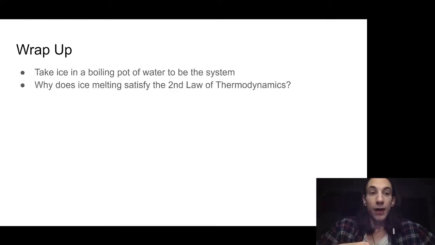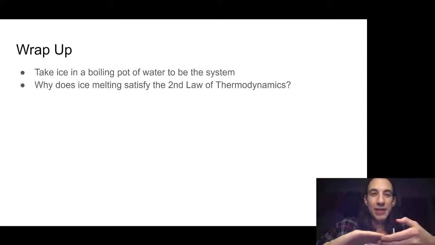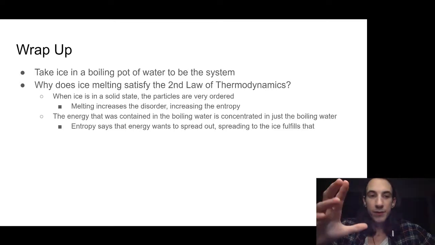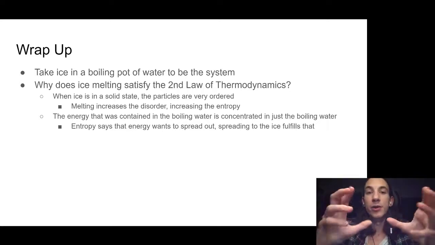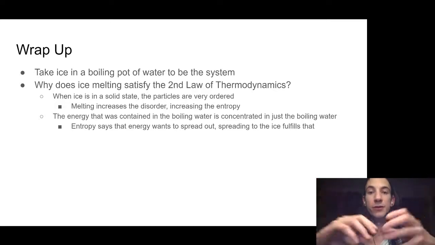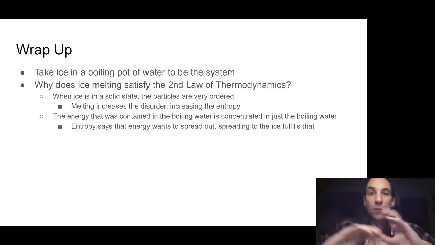So kind of wrapping up, we had these four things that we were going to link up in the beginning. So if we had ice and we put it in a boiling pot of water, how does ice melting satisfy the second law of thermodynamics? Well, we said, when ice is in a solid state, the particles are very ordered, and if we melt it, it's going to increase the disorder. It's going to increase the entropy. The liquid form and then gas form, more all over the place.